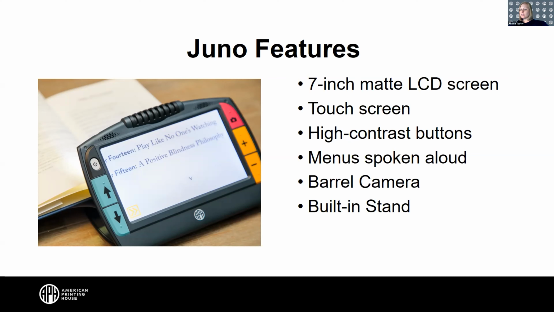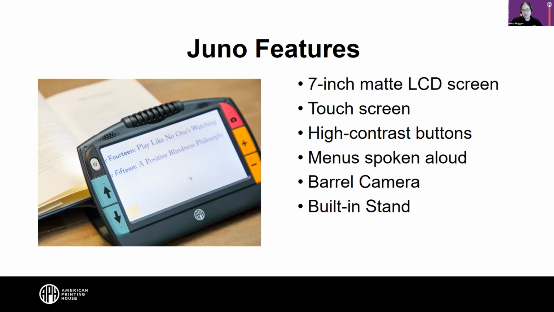And the menus are spoken aloud, so you can choose different voices for your menus to be read to you. And it has a barrel camera that rotates into different reading modes and different reading positions. So it has a near reading mode, and then you can rotate the camera to a handwriting and hobby view, and then you can rotate it for a distance view and then self view as well. And it also has a built-in stand.